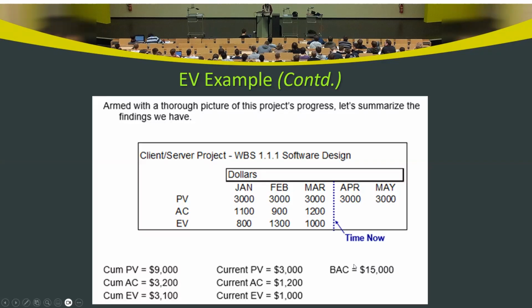So we can summarize all these findings, cumulative as well as periodic, at the end of March. We have cumulative PV, AC, and EV values here, and current PV, AC, and EV values at this dotted line. And BAC is the original budget given to us, 15,000, budget at completion.